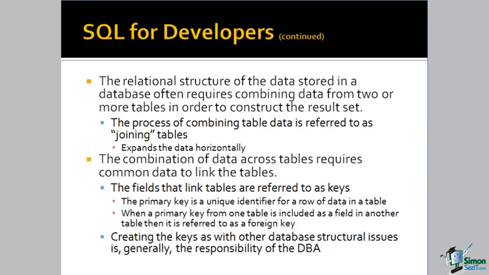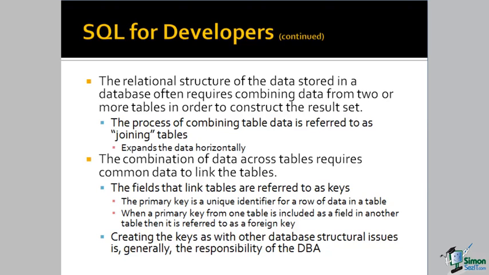That process of combining data from related tables is referred to as joining the tables, and it can be thought of as horizontally expanding the data set based on the combination of the tables according to the matching key values in the tables. When we talk about structuring the data in related tables and the creation of keys to link that data, this is primarily a DBA task. This is not a developer task.